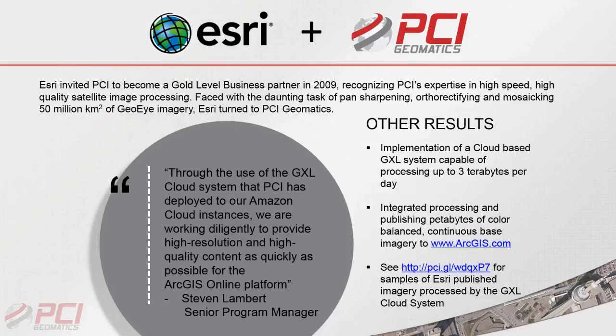We actually became partners with Esri in 2009, and one of the key things that we've done together is the base map that you see when you pull up ArcGIS online. A lot of that content, roughly 1/3 of the world's landmass, was actually processed using PCI software by Esri. So Esri actually used our capability on the Amazon cloud to be able to process 50 million square kilometers of GeoEye imagery, Ikonos specifically. So obviously we have a long-standing relationship with Esri, and we do a lot of different things together. If we go to the next slide.